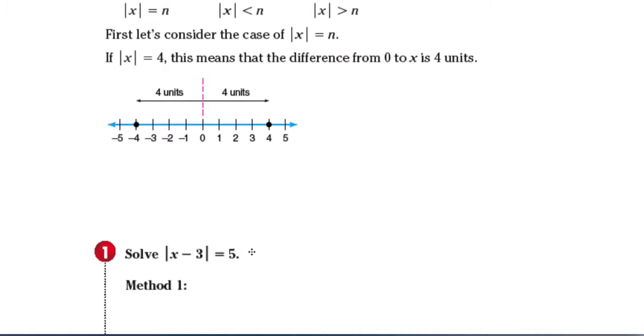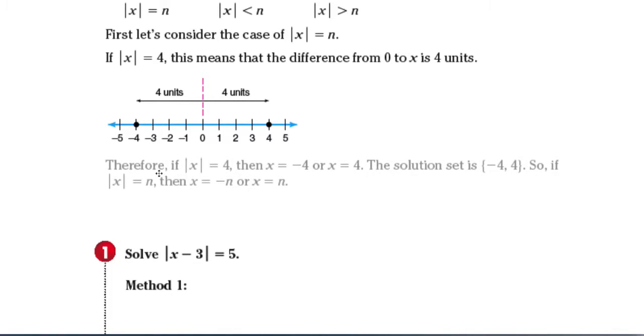So therefore, if absolute value of x is equal to 4, then x is equal to negative 4, or x equals 4. So the solution set is negative 4 and 4. So if the absolute value of x is equal to n, then x is equal to negative n, or x is equal to n. Those are the two possible scenarios, and that's pretty straightforward.